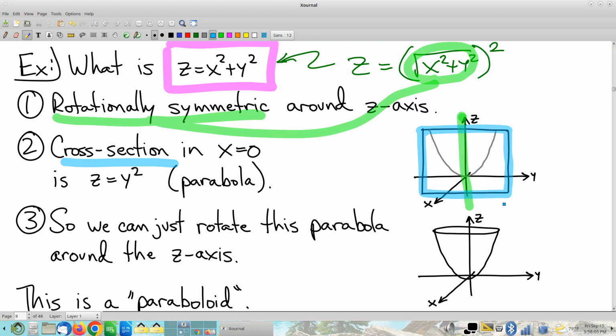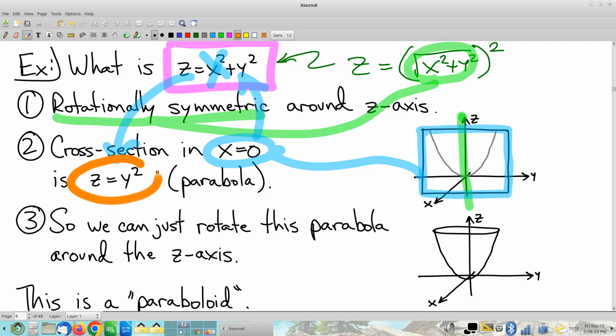The YZ plane is easily described as x equals 0. If I want to know what this cross-section looks like, I'm just going to take that x equals 0, plug it in. This term here goes away. That means that my actual cross-section is described by just this one little equation, z equals y squared, and that's something I already understand. That's a parabola.